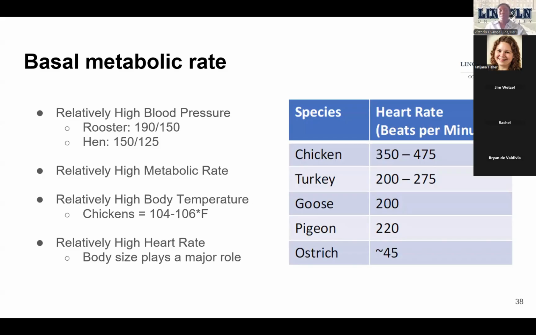So for the basal metabolism, the blood pressure is relatively higher, the metabolic rate relatively higher, body temperature, as well as heart rate. These are relatively higher for your poultry species relative to mammals.